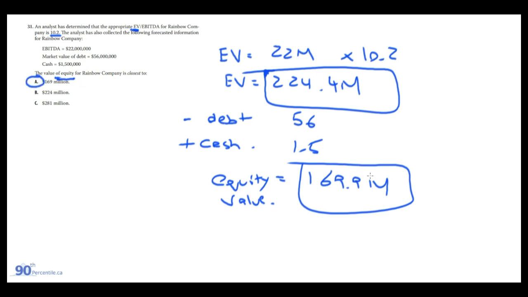You could also, if they gave the number of shares outstanding, divide this equity value by like 100 million shares or whatever, and then you would get your per share stock price, but that's not relevant for this question.